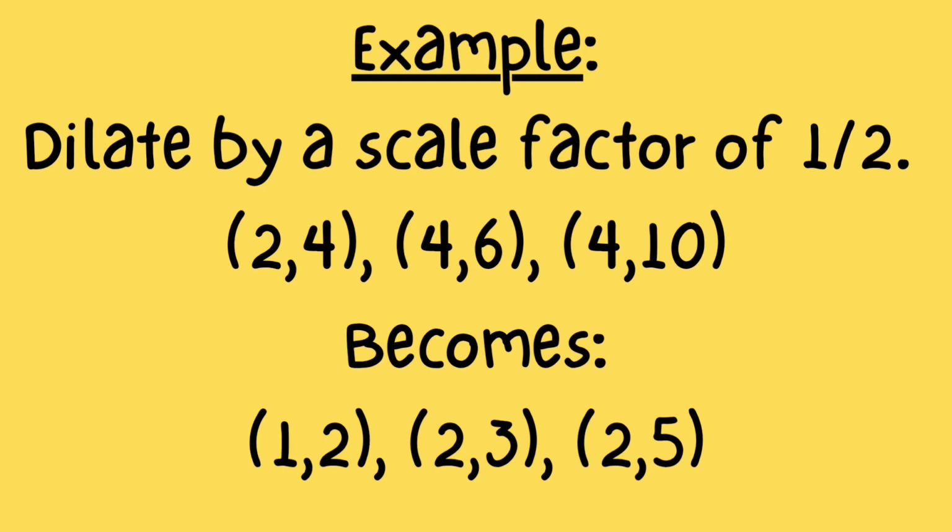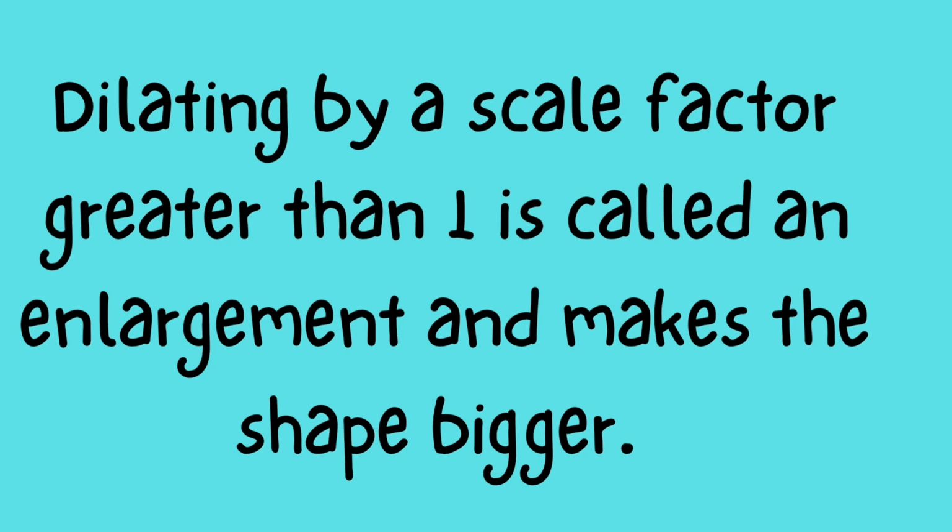Here's an example. If we dilate by a scale factor of 1/2, we take each number and multiply it by 1/2. You'll see that the resulting image is smaller than the original by 1/2. Dilating by a scale factor greater than 1 is called an enlargement and makes the shape bigger.